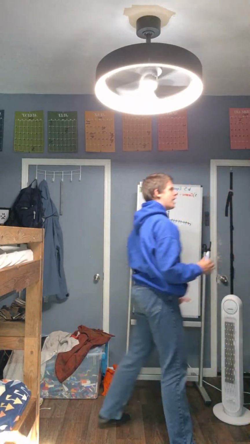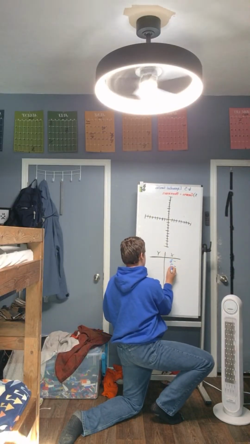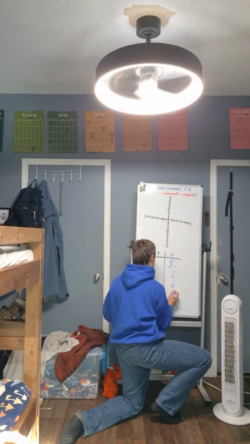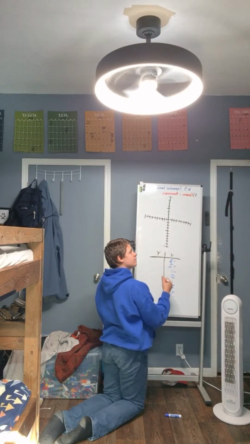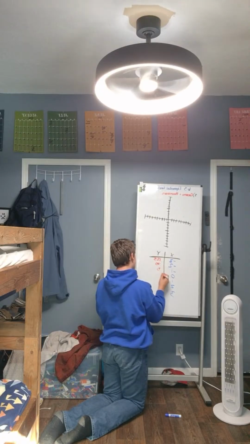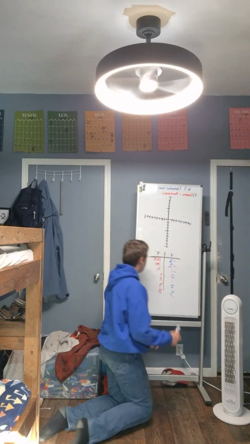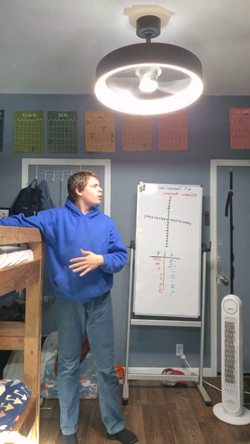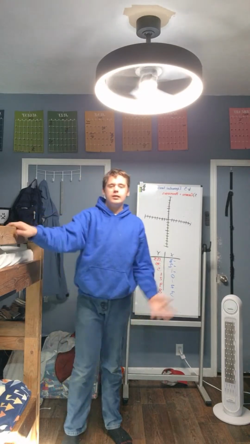So, let me get my blues and reds. So, exponential functions. We got -3, -2, -1, 0, 1, 2, and 3. For the y-axis, we get 0.125, 0.25, 0.5, 1, 2, 4, 8. Okay, so it gets from a smaller number, and then it gets to big, and bigger, and bigger, all the way up to just infinity.